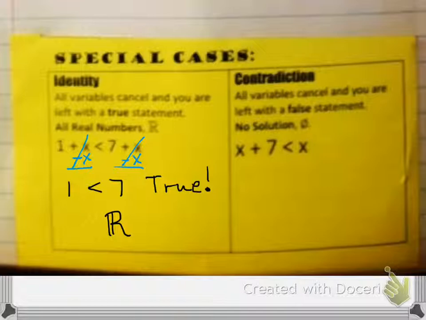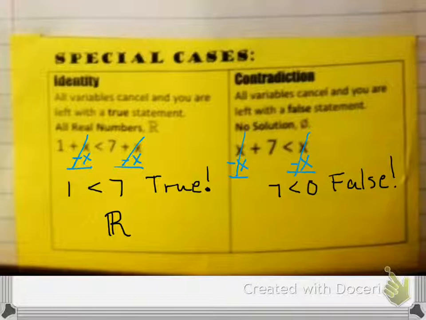So again, you would start by subtracting x from both sides. The x's cancel out, and we're left with 7 less than 0. Well, 7 is not less than 0. That is a false statement. So this time, your answer is no solution, which we write with a 0 with a line through it.